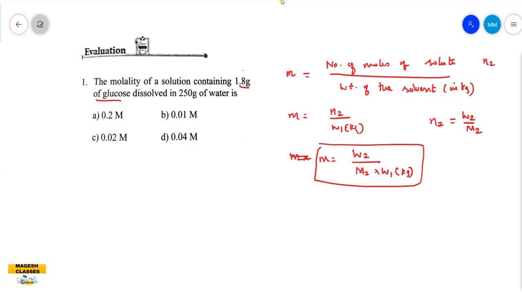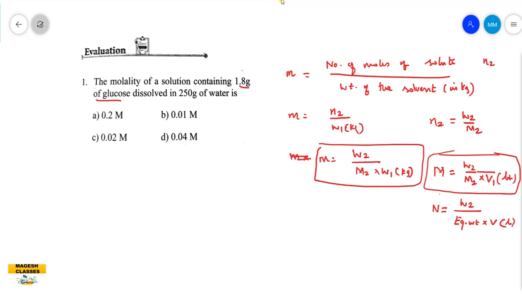Similarly, you can write the molarity is equal to W2 by M2 into V, the volume of the solution in liter. So this is the difference. In this manner, you can write N is equal to W2 divided by, instead of molecular mass, the equivalent weight into volume in liter. So molarity and normality are the basic equations of this one. Students, you have to remember this, and you can solve any problem using these formulas.